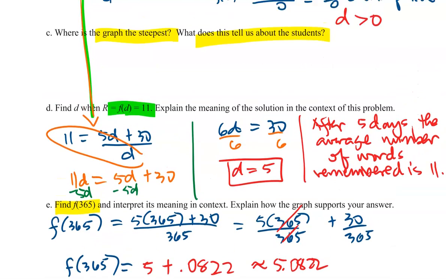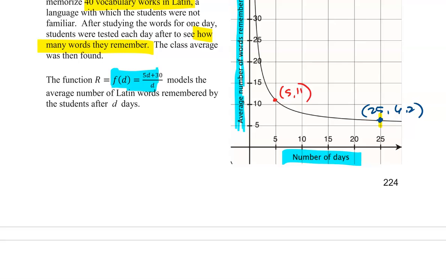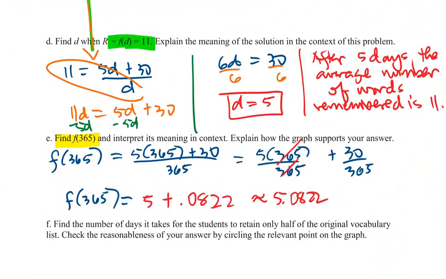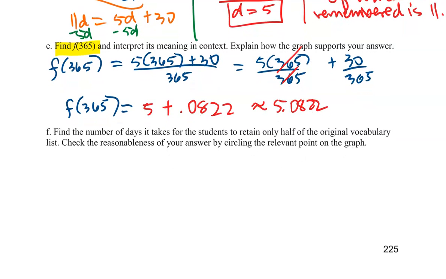And as you can see here, based on our graph, if you continue this, it's continuous here, it extends, but it won't touch the number 5. So meaning there is a limit that even after 365 days, after 1,000 days, the average number of words remembered is always above 5. Okay, so that means you will always remember at least 5 words.